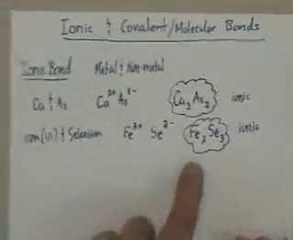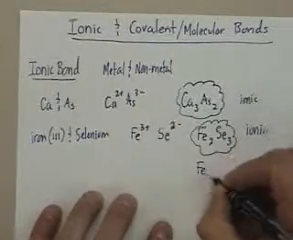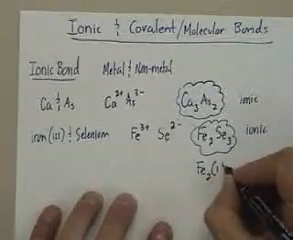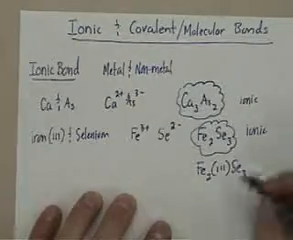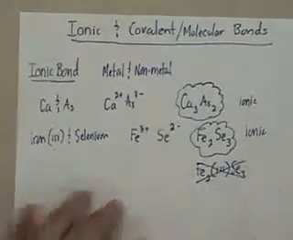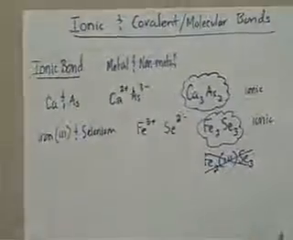What people like to do that makes this wrong is they like to somehow go Fe2 and then they like to stuff in the stock number. Okay, if you do this, it's totally wrong. Not even part marks, so don't do that. Ionic bond, metal and non-metal.